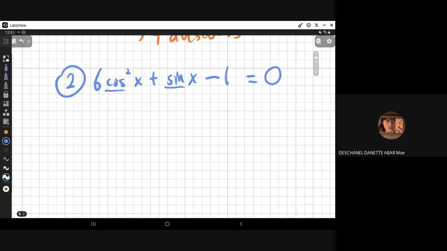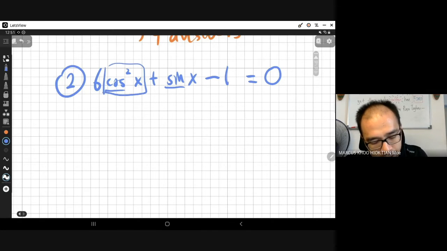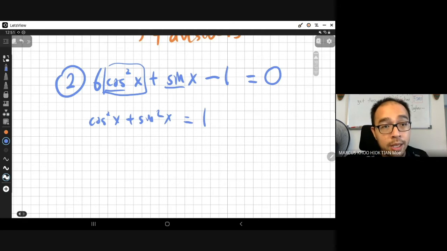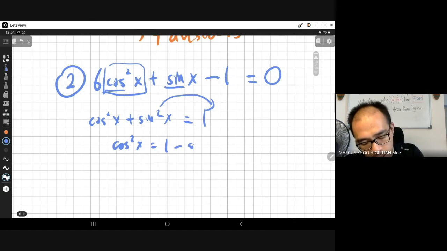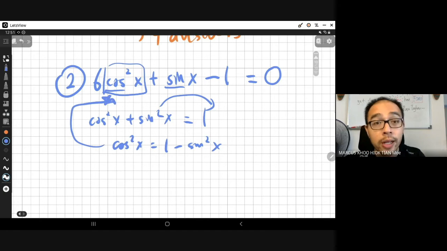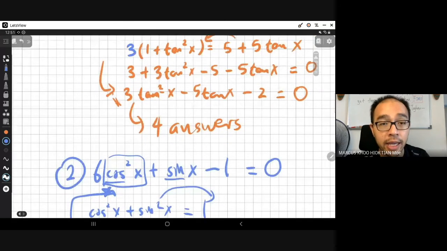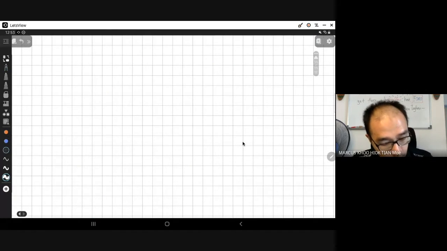Tukar the cos square pergi 1 minus sine square x. All right, very good. Okay, cos squared x is, remember the basic identity, cos squared x plus sine squared x equals to 1. And the reason why we do that is we know that we can use cos squared x equals to 1 minus sine squared x dan gantikan ke dalam sini so that everything becomes sine. And then you can do, macam ni again lah, you will have 4 answers. Let's do question number 3.